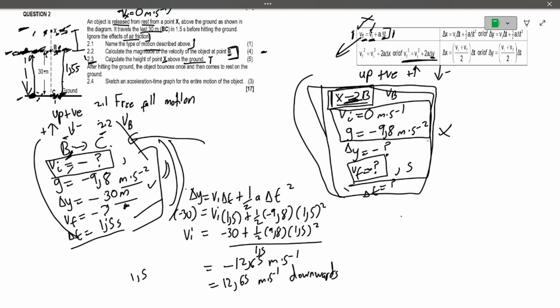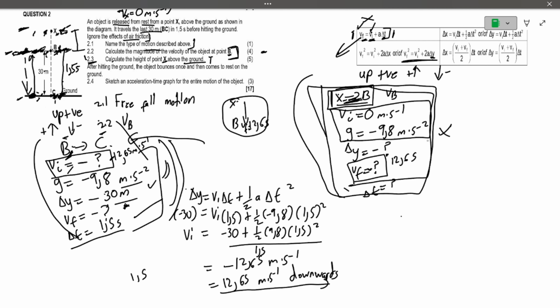And then this is our answer, and it means here, because it was our V initial, it's going to be 12.65 meters per second downwards, but we write it with what? With its negative. And then from motion X to B, because we found the velocity at B as 12.65, from this portion of motion it's going to be our final velocity. So from X to B, our final velocity is 12.65.